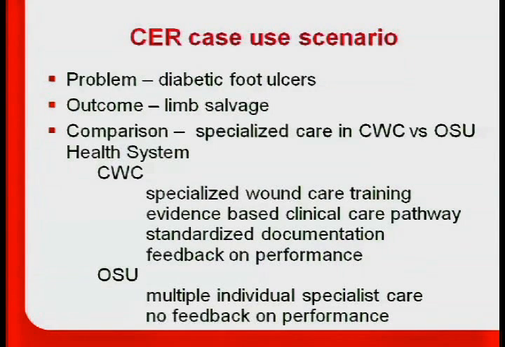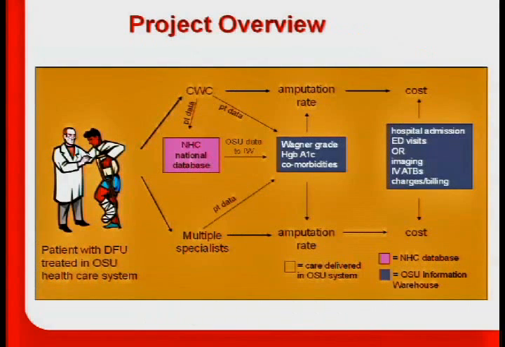So this is the way that the model is, sort of a schematic. The patient is going to come in. They have diabetic foot ulcers. We're pulling them from the information warehouse. This is a retrospective review, a 3-year period, based on their ICD-9 code specifically for diabetic foot ulcers from the ankle down. And they were either seen in the Comprehensive Wound Center or seen at the OSU Medical Center.